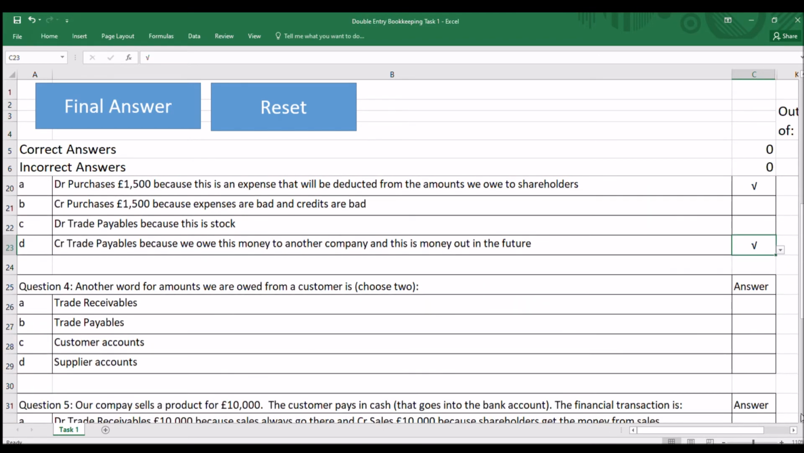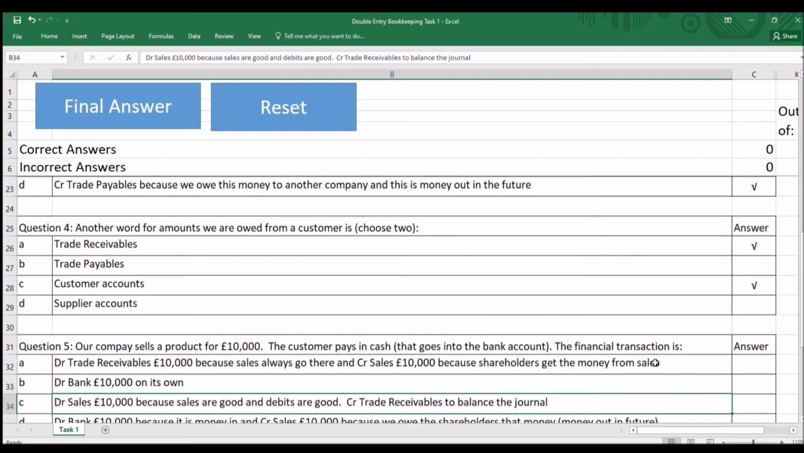Question 4. Another word for the amounts that we're owed from a customer is, so choose two different options here of what might be the term for the amounts that we are owed from a customer. And the answer in terms of 2 accounts, it could be trade receivables here, it could be customer accounts, and it could also be trade debtors as well. That's one in the good old days we used to have them. We used to call them trade debtors.